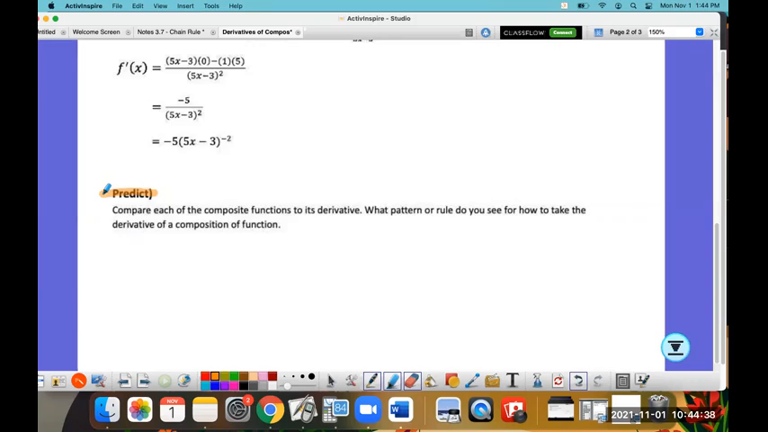And up on this marker board over here, which I'll add to the screen, I have each of the final derivatives simplified a little bit further or broken up a little bit further. That might help you be able to make your prediction or see that potential rule.